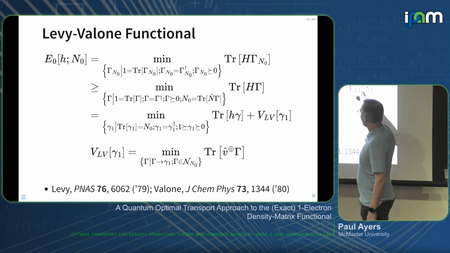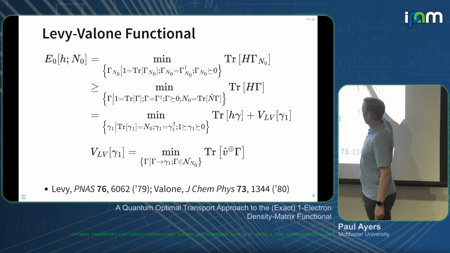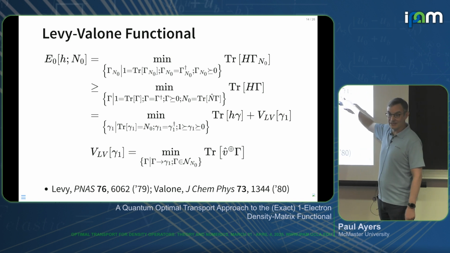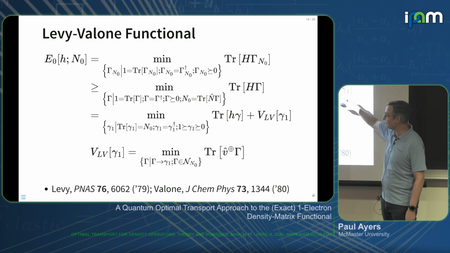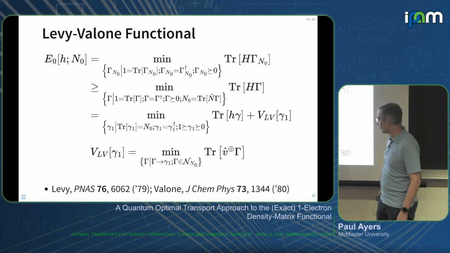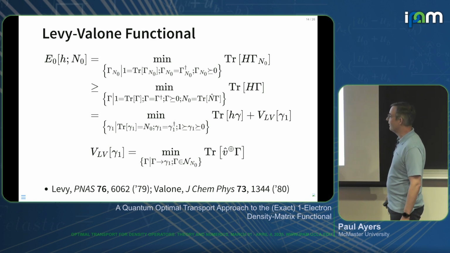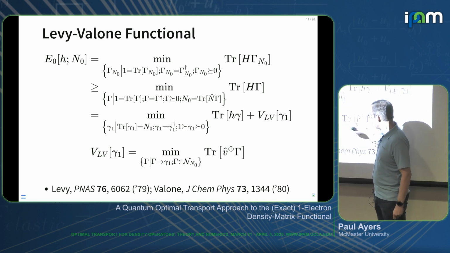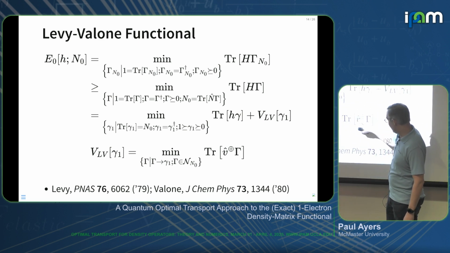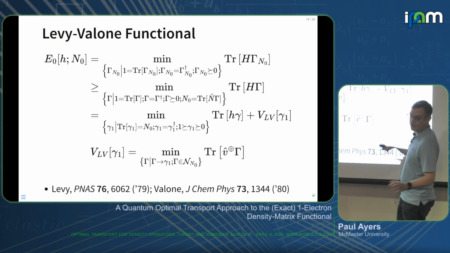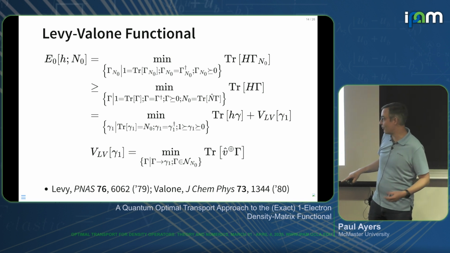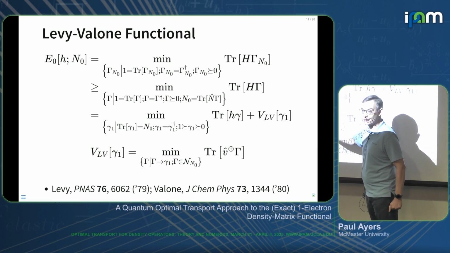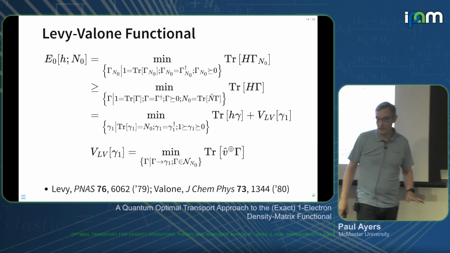Okay, so this is where we had gone through. We formed our lower bound. Then I have what I'm calling the Levy-Valone functional, right? It comes from these papers right around 1980. And this Levy-Valone functional is exactly just minimizing, if you like, the two-body operator subject to the constraint that the n-electron density matrix gives the right one-electron density matrix.